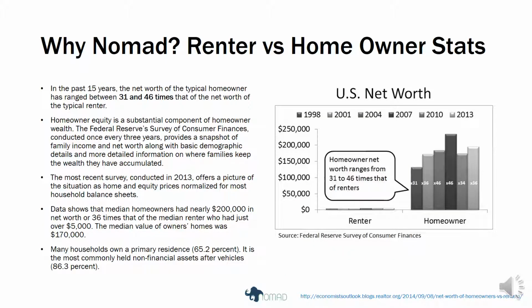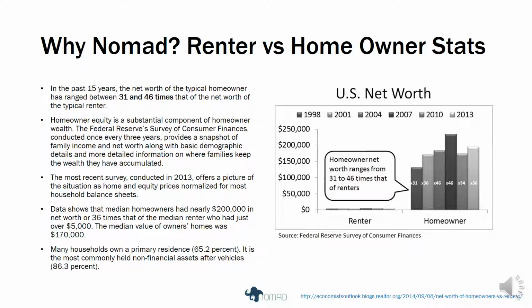So let's talk about why Nomad. One of the things we're doing this year for the NCREG classes is we are talking about why invest in real estate with one slide, and then overcoming fear with another slide. The overcoming fear is on the next slide, but why real estate in general, and why specifically Nomad?